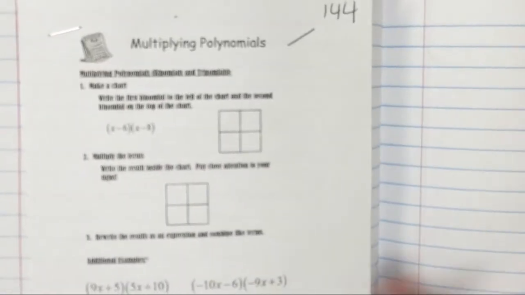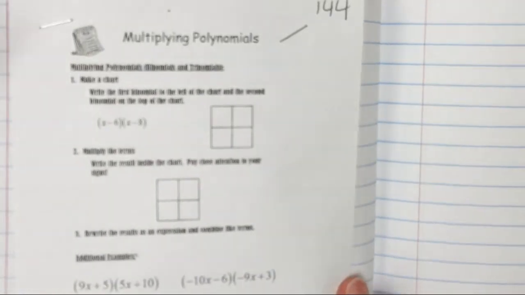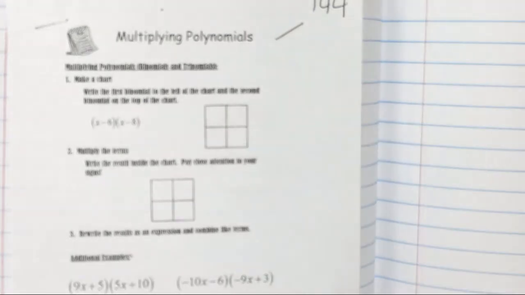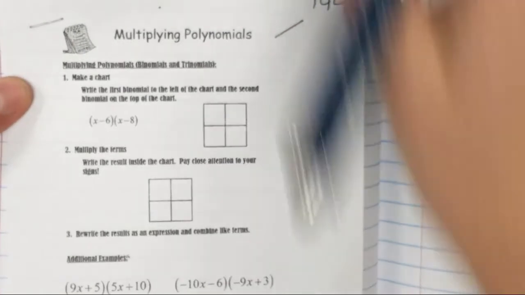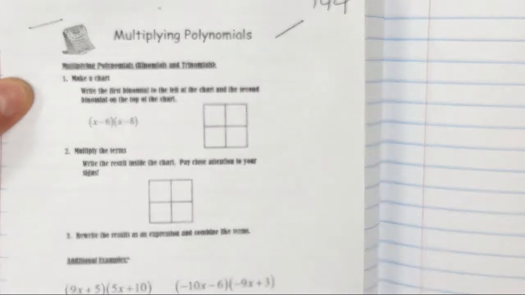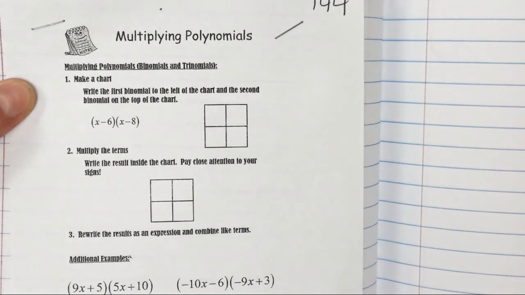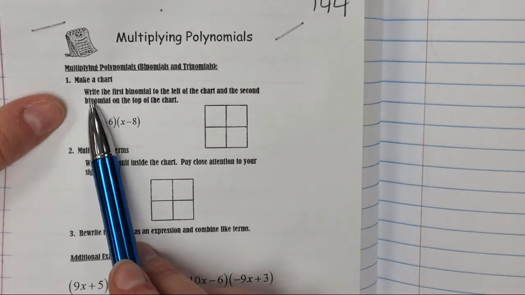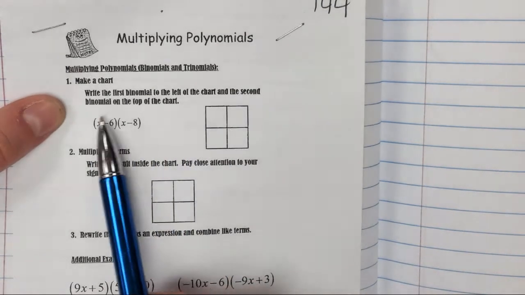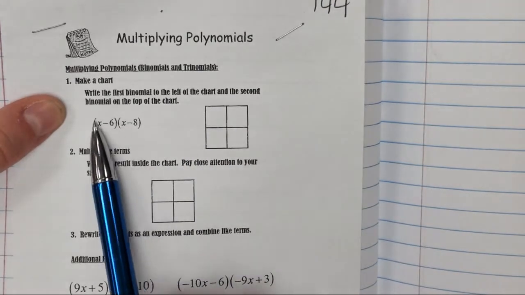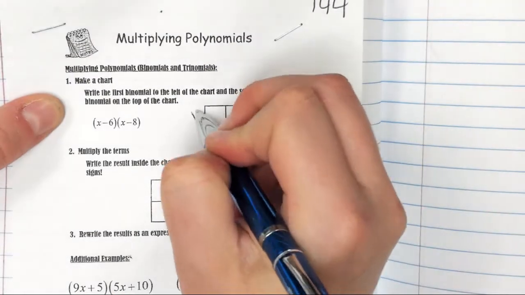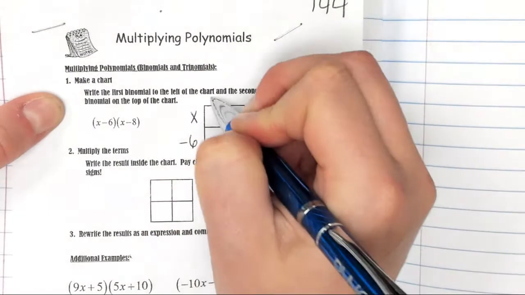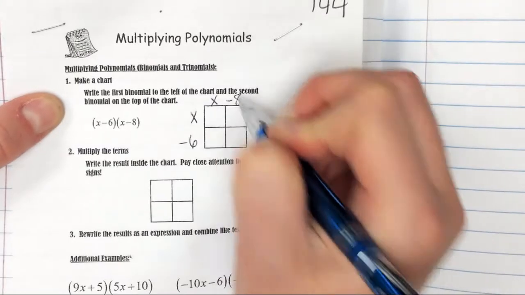Turning the page in our notebook, we're going to now talk about multiplying polynomials, so there are no longer any monomials. The easiest way to do this is to make a chart. When we make our chart, we write the first binomial to the left of the chart and the second binomial on the top. So here we have x minus 6 times x minus 8. So we would write x minus 6 and x minus 8.